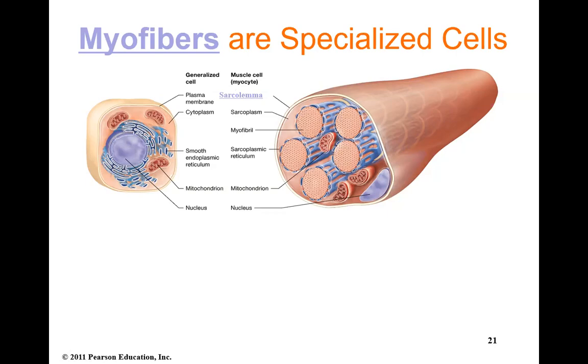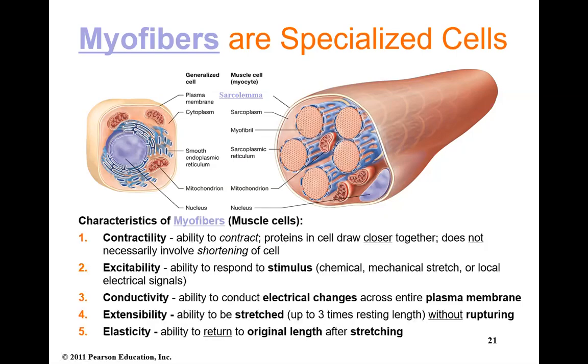Okay, let's see, instead of just one nucleus, there are many nuclei. There are an outrageous number of mitochondria, and there are modified reticula. Okay, so we talked about the RER, the SER. Now we're talking about the sarcoplasmic reticulum, or the SR. All right, we'll look at that here soon. Ultimately, the different structures within myofibers give rise to the function of the cell, right?